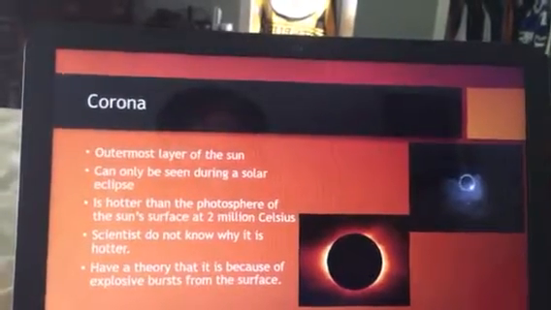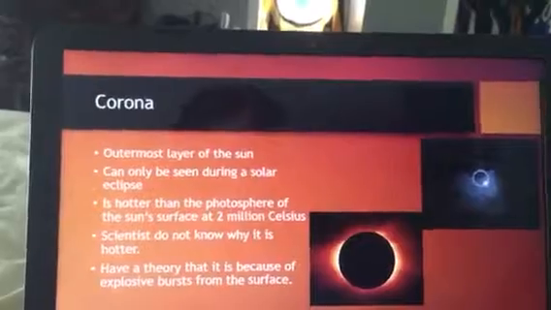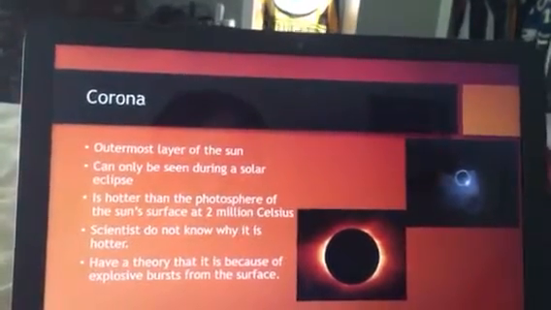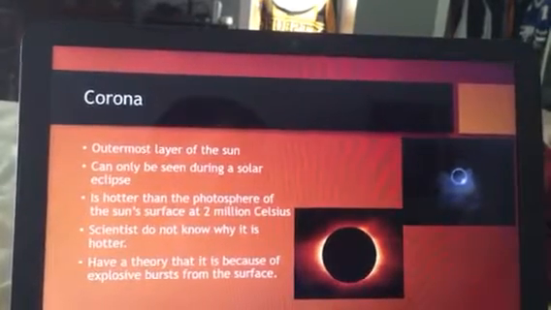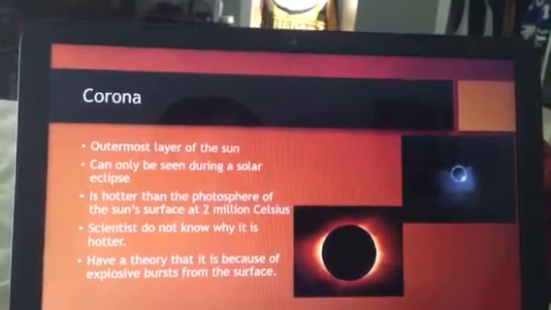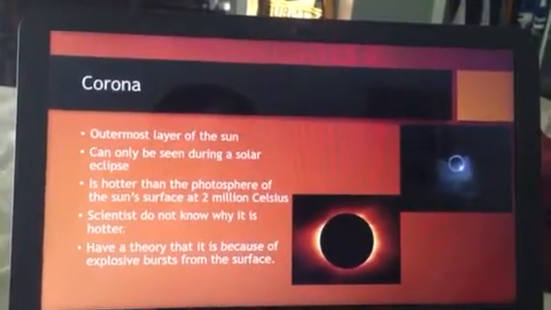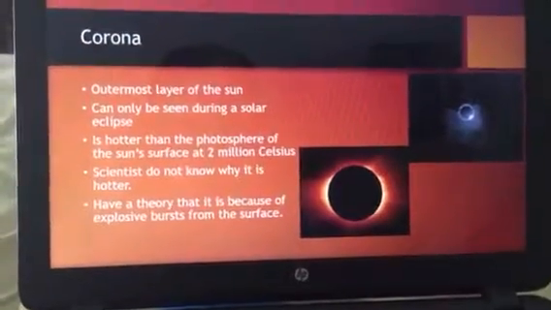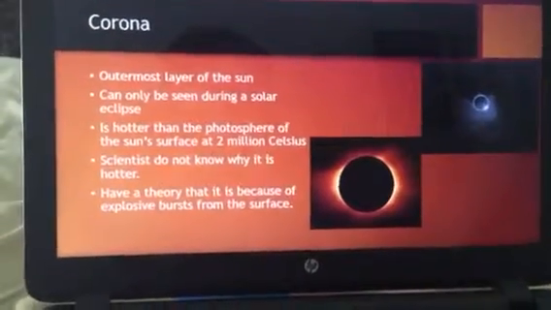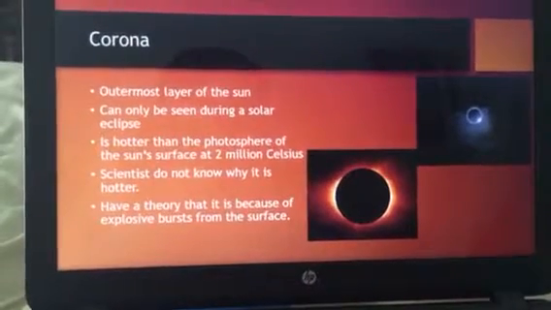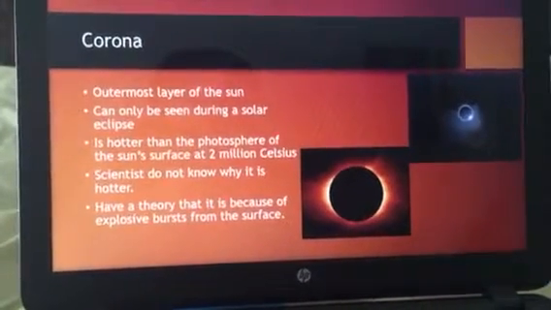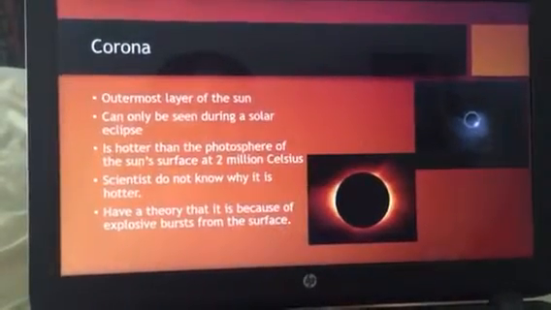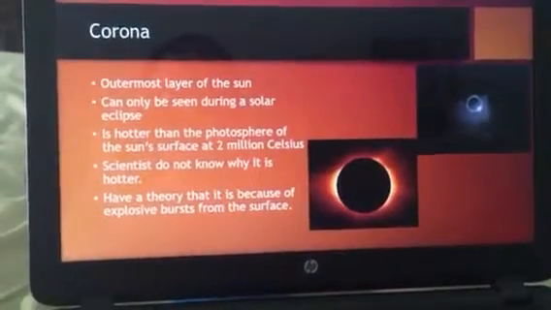Usually heat energy dissipates the further it moves from the source, but the temperature goes from 4,000 degrees at the surface to roughly 2 million degrees Celsius in the corona. This has baffled scientists for very many years. They have a theory that it may be because of the storms and solar explosions happening at the surface and shooting all kinds of heat and energy into the corona. But of course, this is just a theory.